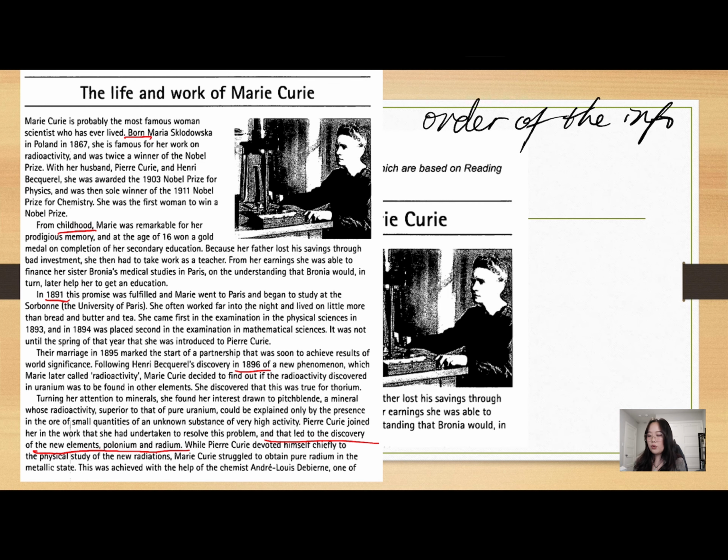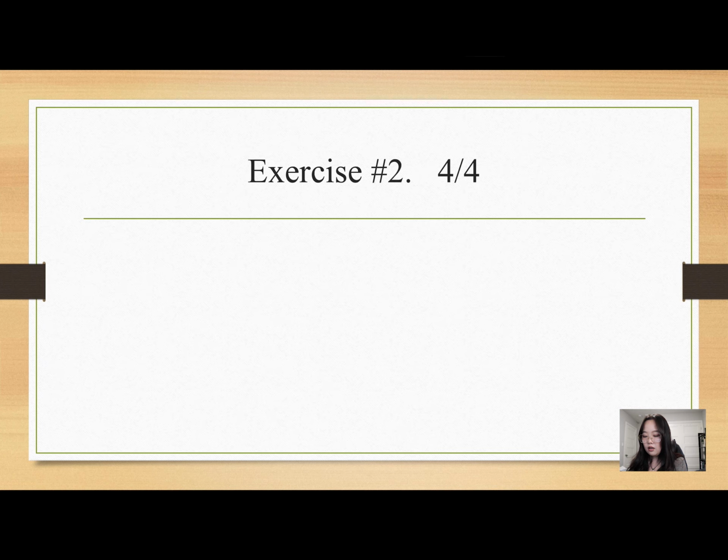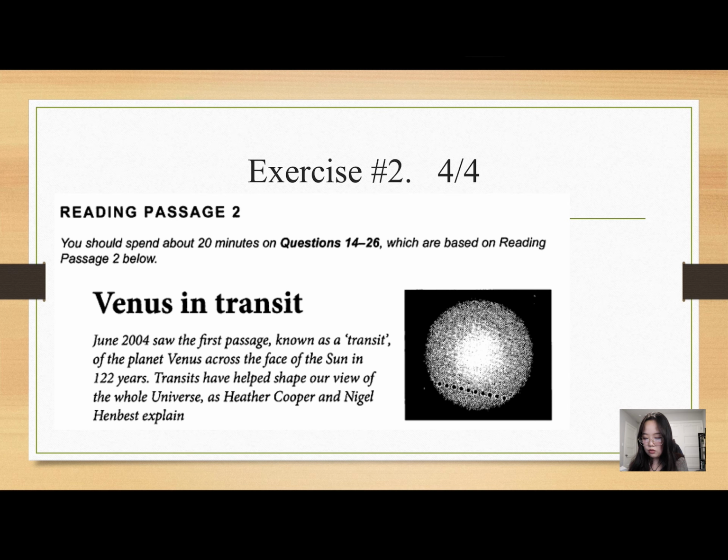Let's take a look at one more example. Venus in transit. Okay, here's a picture. In June 2004, the first passage, known as the transit of the planet Venus across the face of the sun in 122 years. Transits have helped shape our view of the whole universe, as Heather Cooper and Nigel Henbest explain. So the 2 scientists here. So it's about a discovery of a transit, a natural phenomenon, that helped shape our view of the whole universe.